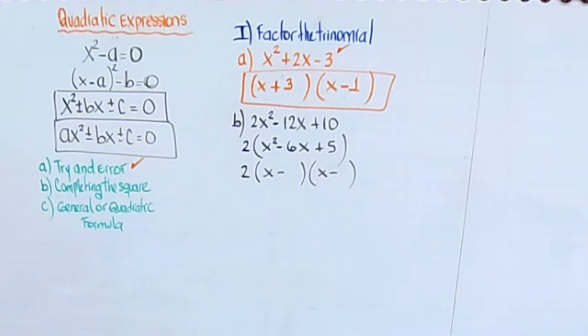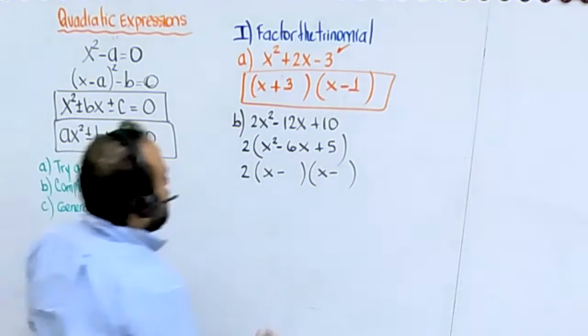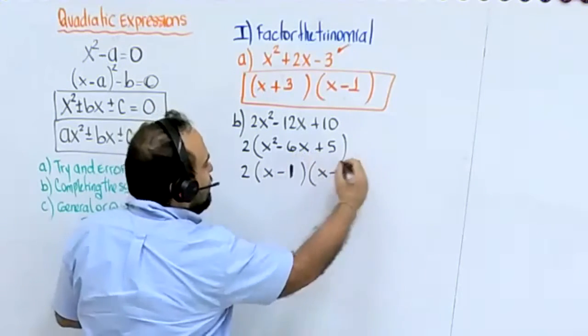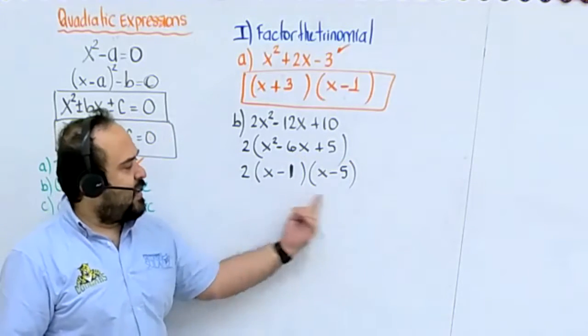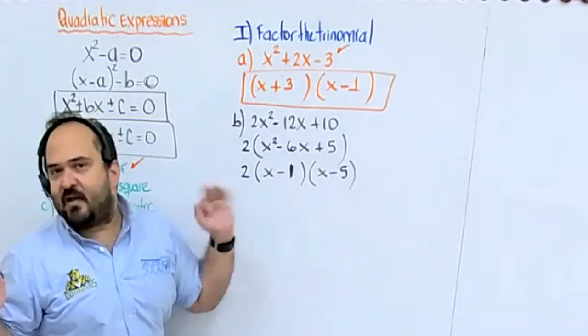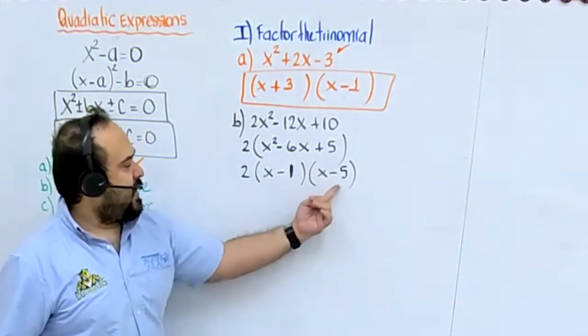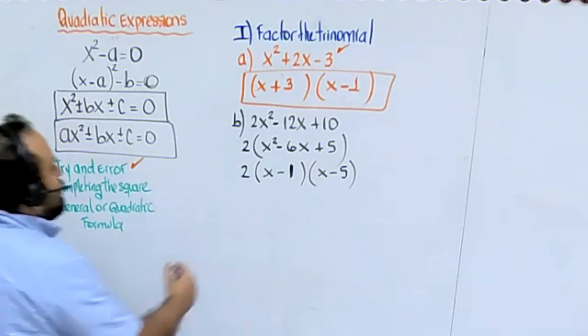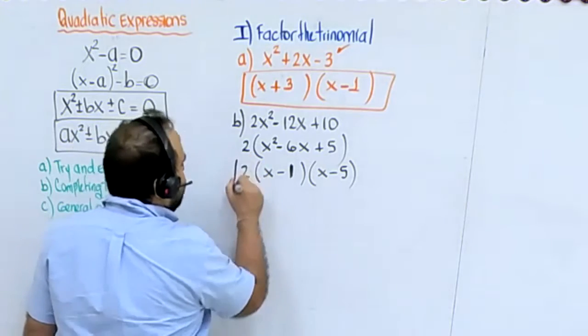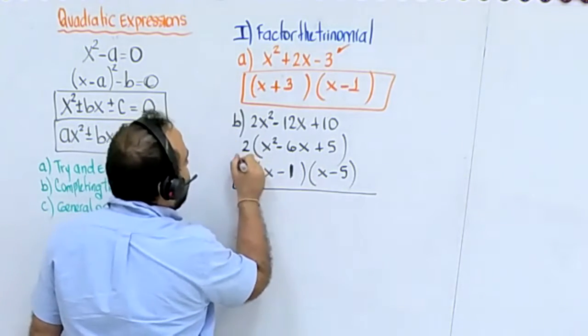1 and 5, perfect. In this case, it doesn't matter the order because we're talking about addition. If you see, negative 1 times negative 5 is positive 5, and negative 1 minus 5 is negative 6. And that's it. We already solved this beautiful problem.